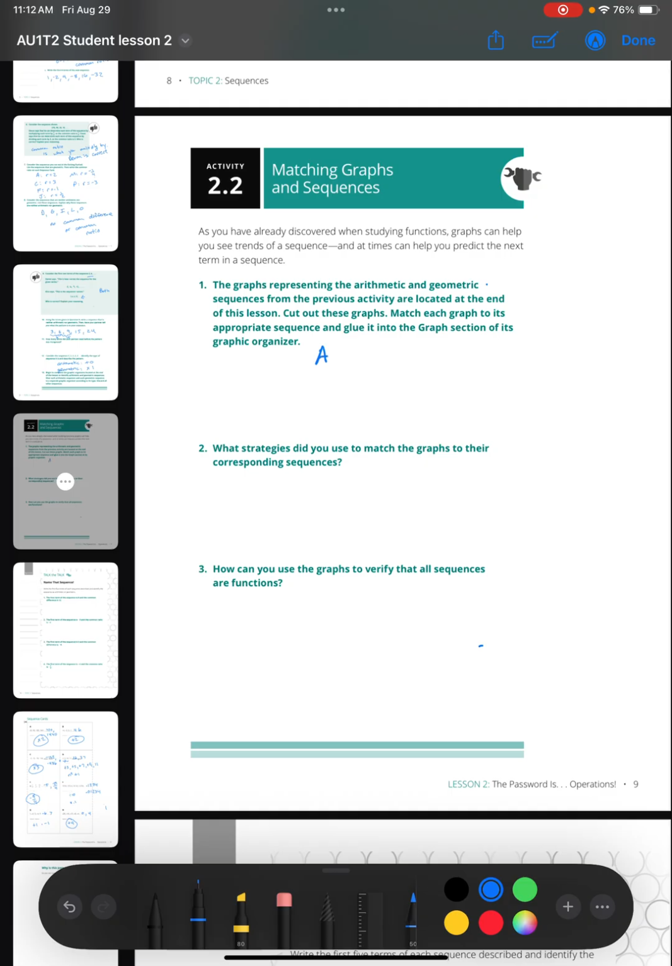So sequence A that we did should correspond to graph 1. Sequence B should correspond to graph 4. Let me give you 3 of them. C should correspond to graph 2. Okay, I want you to spend some time looking at those graphs and matching it to the one going on. So just to go look at some of those examples I wrote.